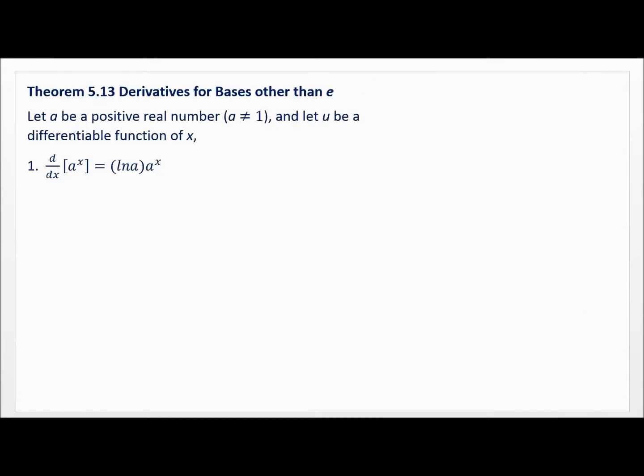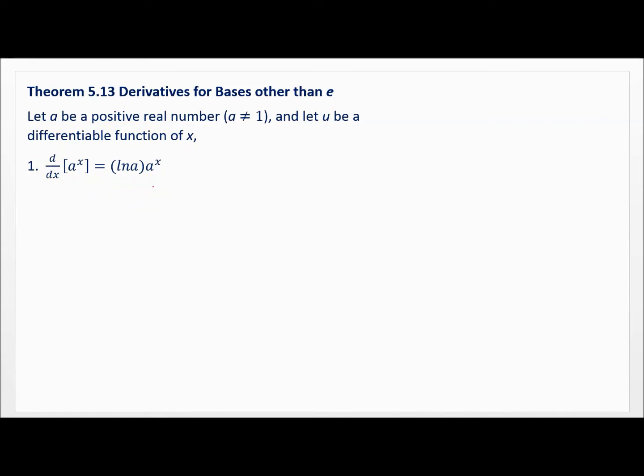We want to talk about the derivatives for bases other than e. So it says let a be a positive real number. Remember the base a has to be positive, and it can't be equal to 1 because if it were 1, it would be a constant function. So let a be positive and not equal to 1, and u is going to be a differentiable function of x. Now our first property is just the regular old derivative.